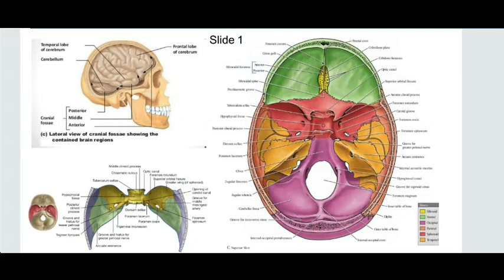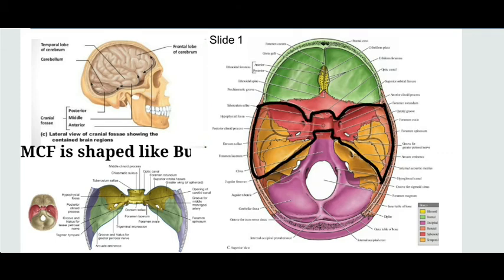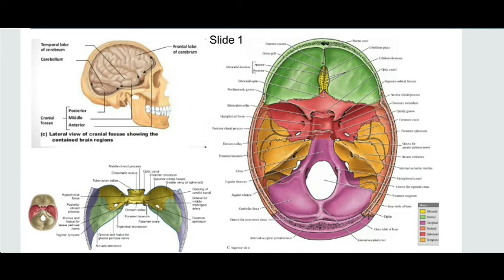The middle cranial fossa is shaped like a butterfly, which is narrow and shallow in the middle and wide and deep on each side.